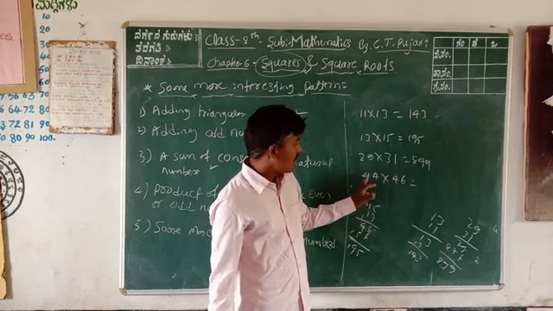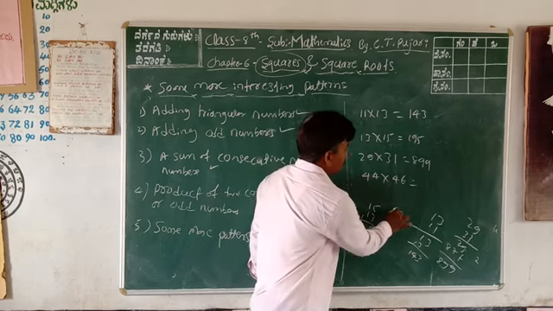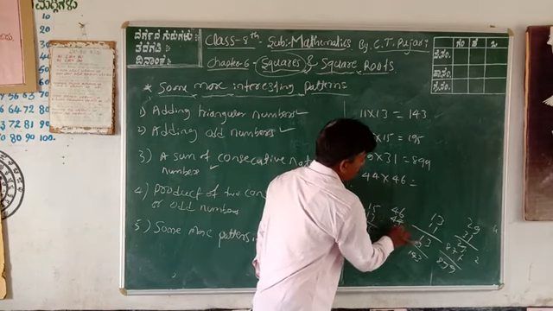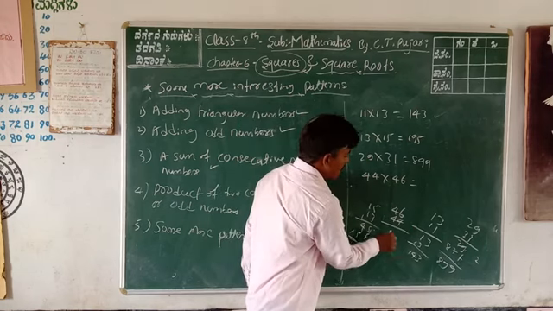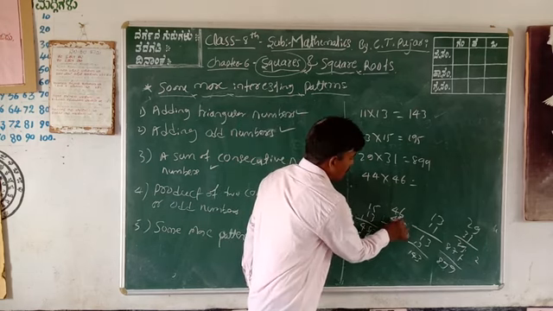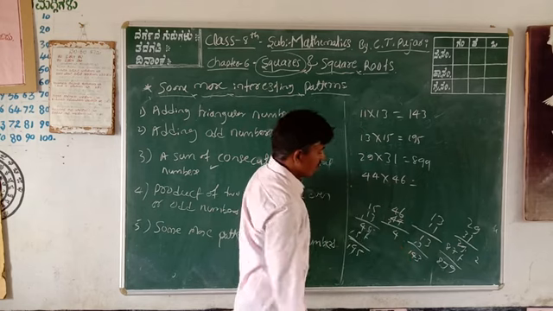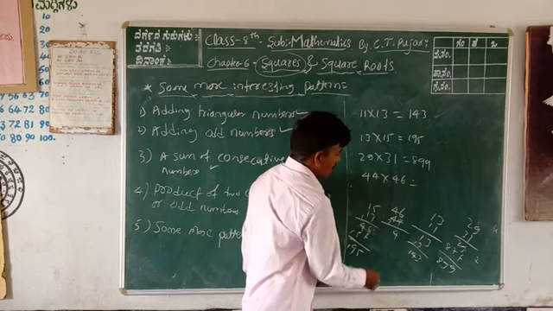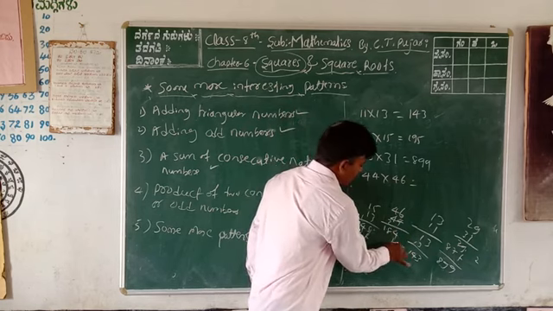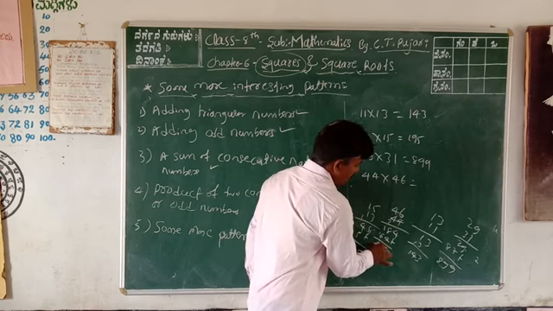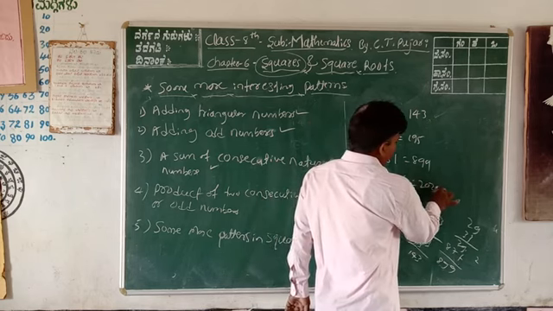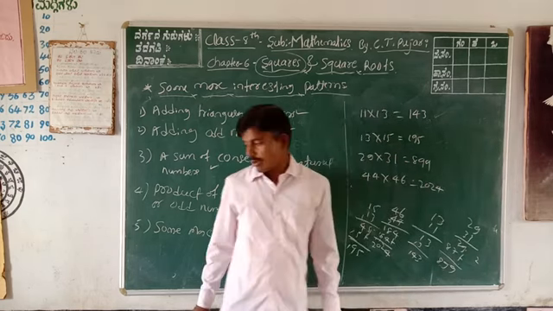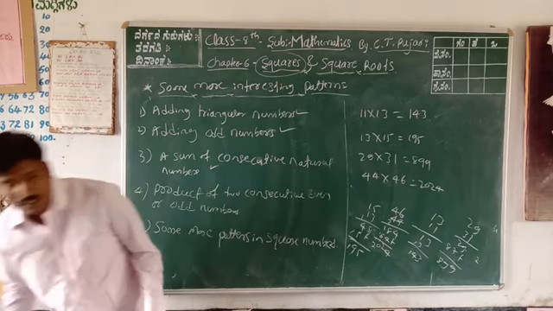Next one is 44 into 46. These are consecutive even numbers. 4 sixes are 24, 4 fours are 16. Therefore 2024. Is this also a square number? No, this is also not a square.